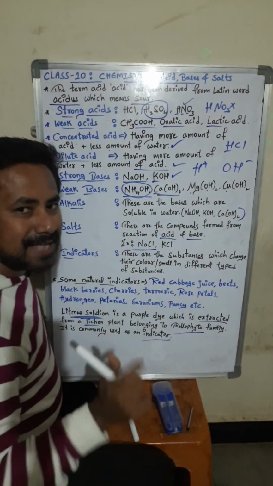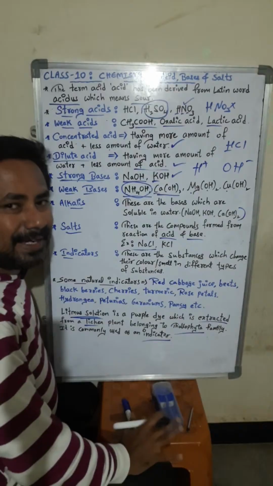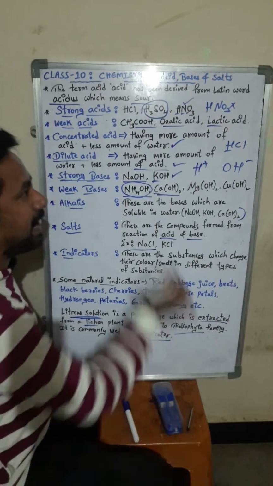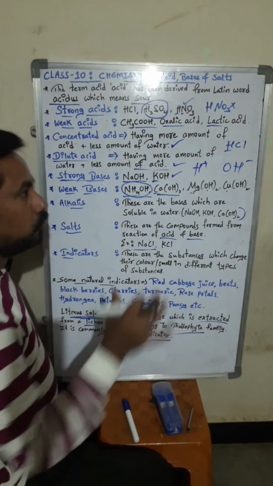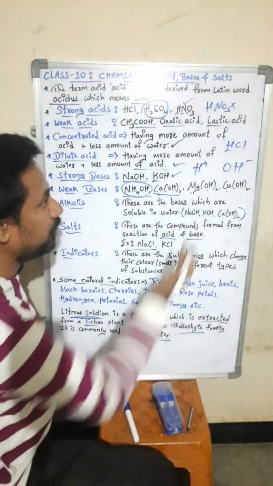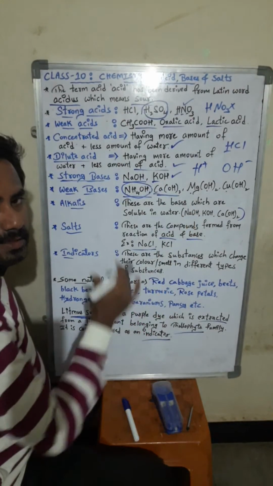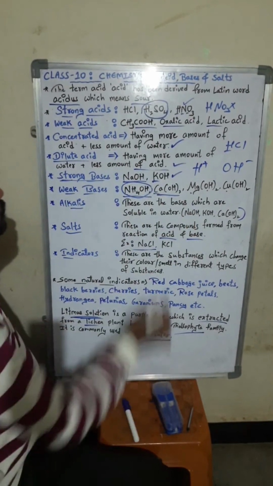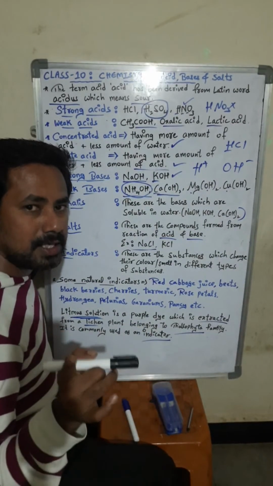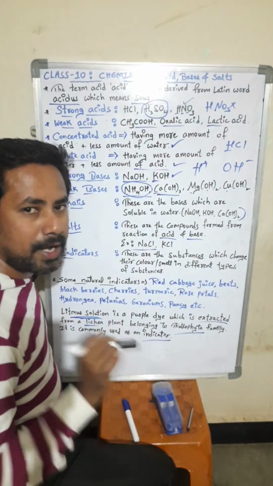The term acid is taken from the Latin word acidus. Acidus means sour. Today we have seen some examples of strong acids: sulfuric acid, hydrochloric acid, nitric acid. Some weak acids: acetic acid. The acetic acid formula is CH3COOH.